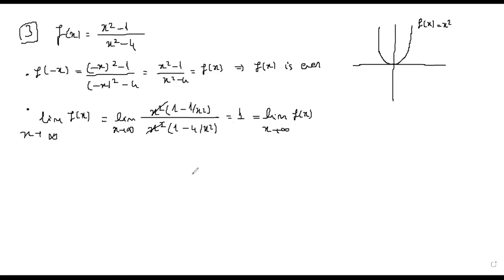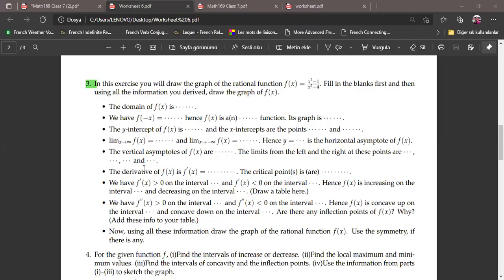Hence, this gives y equals 1. This is the horizontal asymptote. Okay, we found that these are 1s. So y equals 1 is the horizontal asymptote.